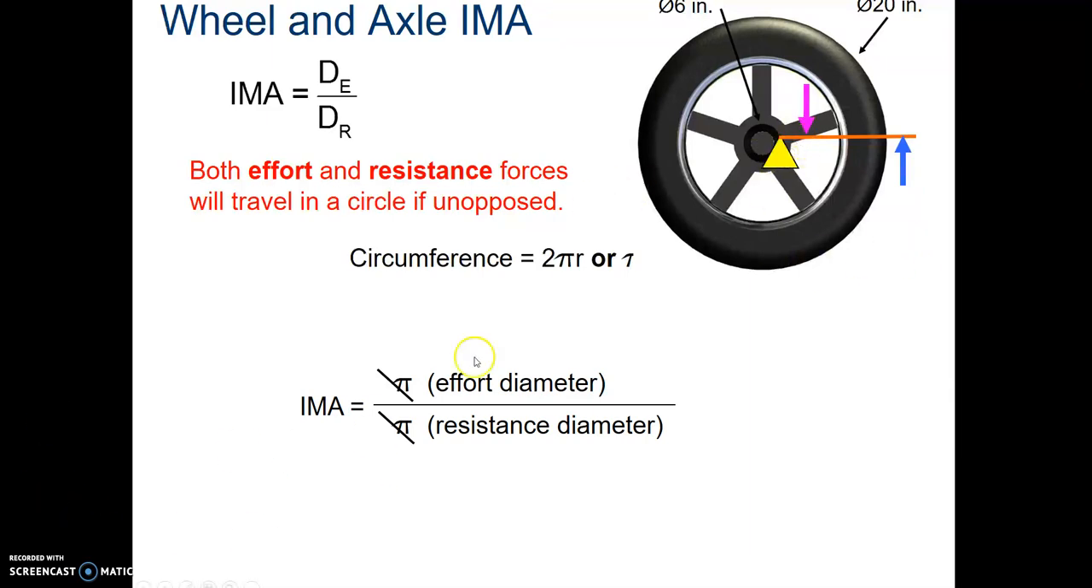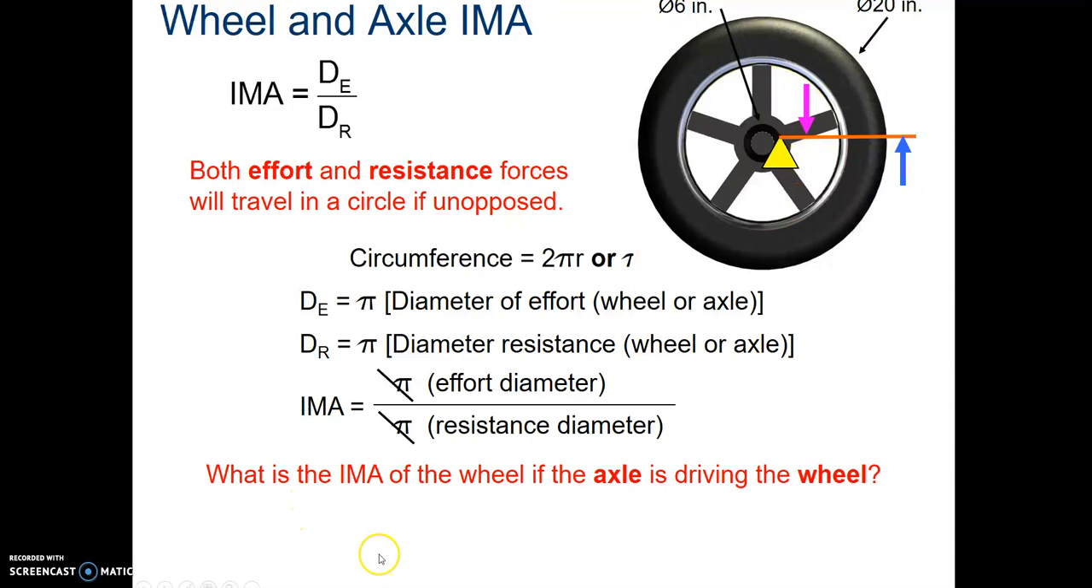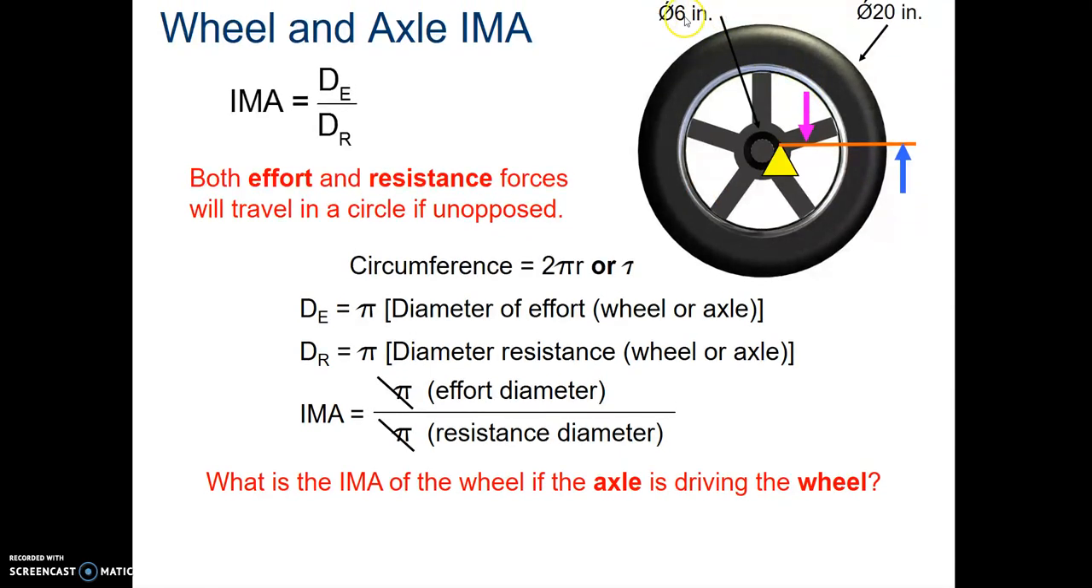So effort, resistance. We're looking at this question and we want to make sure we put the right inputs in. What's the input? What's the output? If the axle is driving the wheel, our effort is the axle, we're spinning that axle. Our resistance, or our output, is the wheel itself. So the effort being the axle, which is the input, is 6. The wheel being the output is 20.